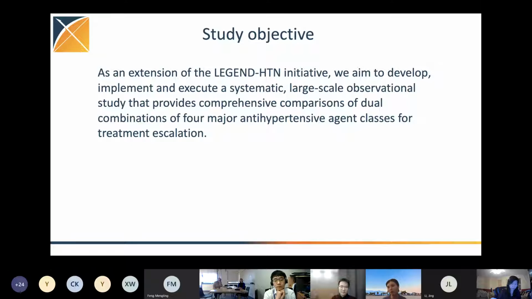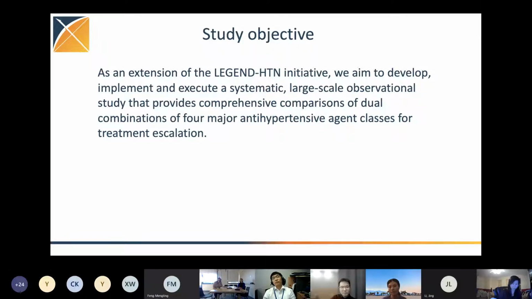When we look at the literature, we found that in about 70% of patients with hypertension, the blood pressure control goal cannot be achieved by monotherapy. That means if you give a patient one drug, it's not enough to reduce their blood pressure to the control target. And what is currently recommended in the guideline is to use what is called step care treatment. So you add a second drug, and then you add a third drug until the blood pressure is reduced to the target.